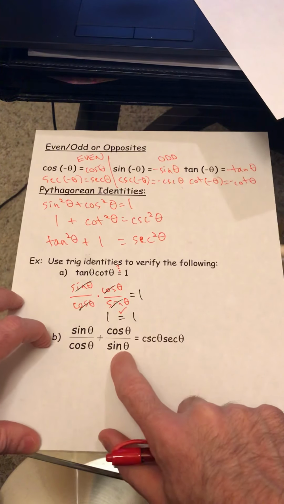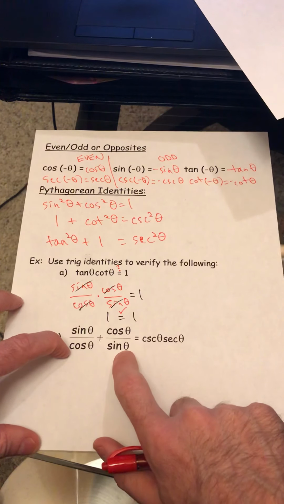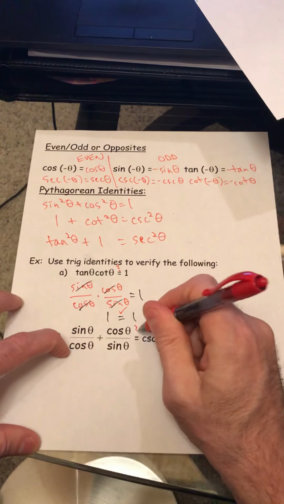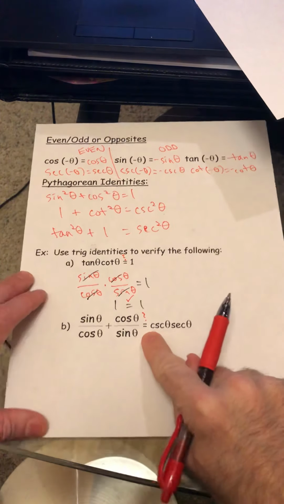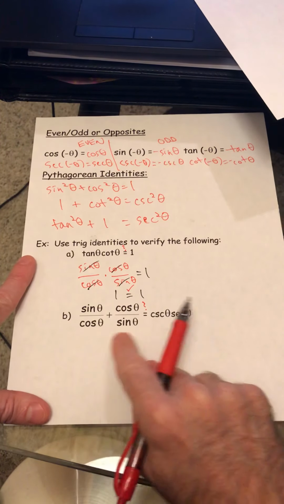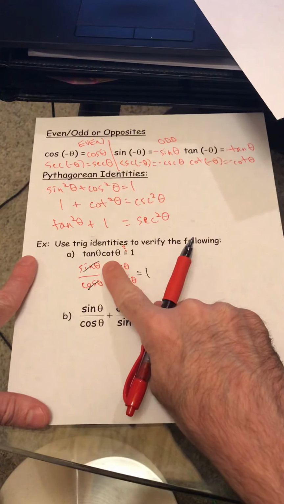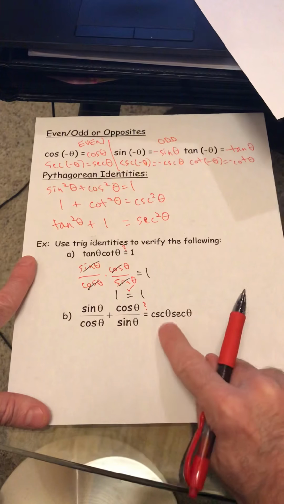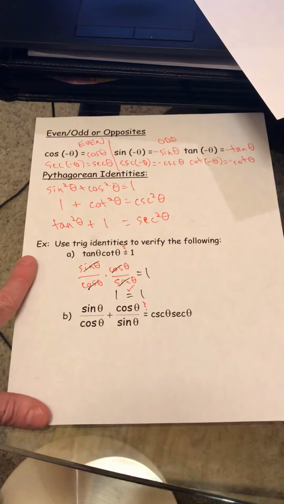B is going to be a little more complex. Sine over cosine plus cosine over sine equals cosecant times secant. So, again, I'm going to show that these aren't actually equal. We're going to verify that they are. Normally you're going to have to work with the side that looks more complicated. Up here, it's pretty obvious which side's more complicated. Here, I would say the two fractions, it's going to be a lot tougher to go from the right side to the left. So, we have two fractions.